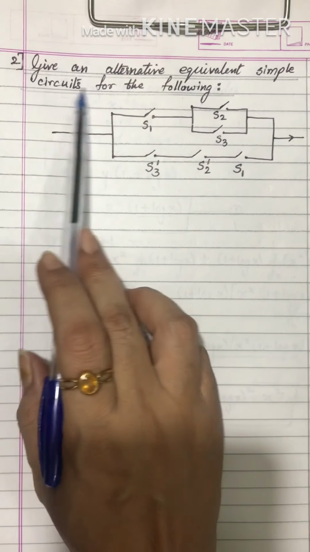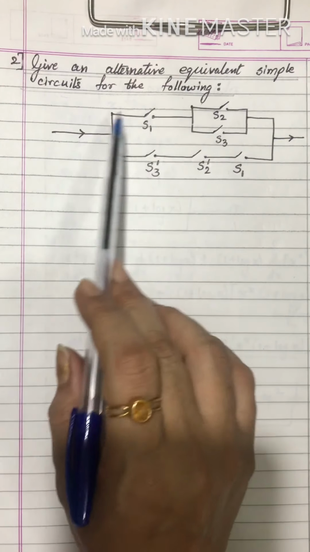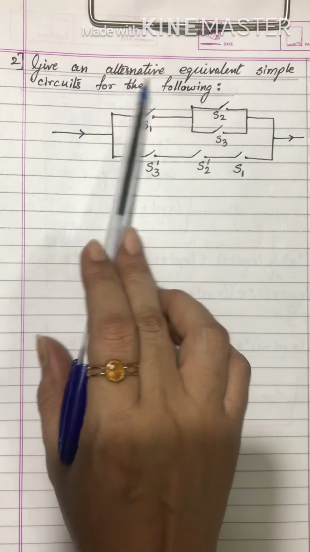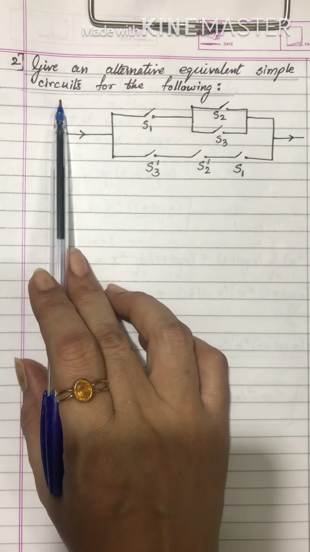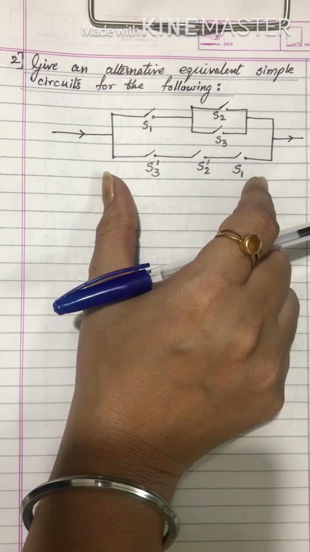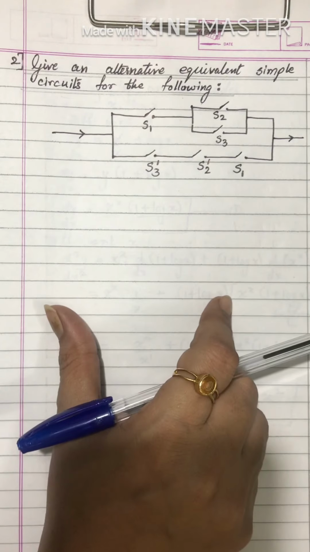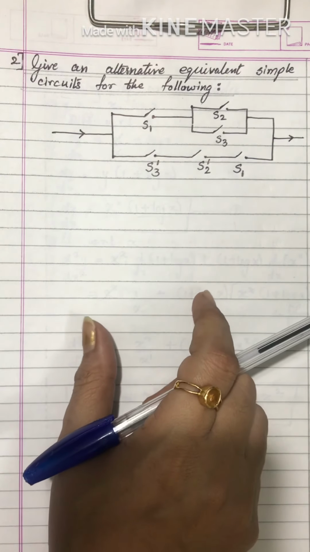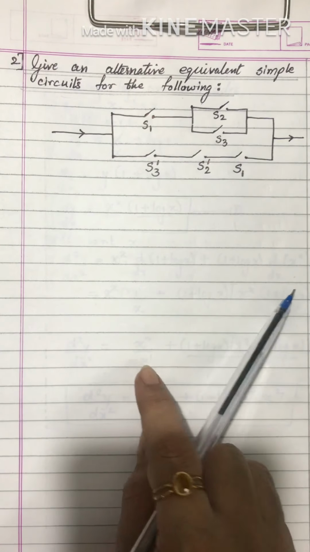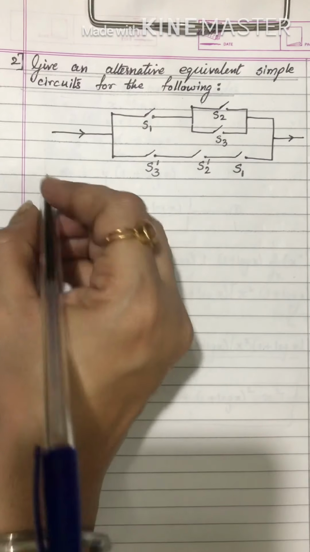It is asking, give alternative equivalent simple circuits for the following. The circuit is already given to us in the question. Now for such questions, we need to write the symbolic form for the circuit and then solve it using the laws or the algebra of statements. Bring it to a very simplified form, and that symbolic form we have to again represent in a circuit form. Okay, let's see how we will do this.